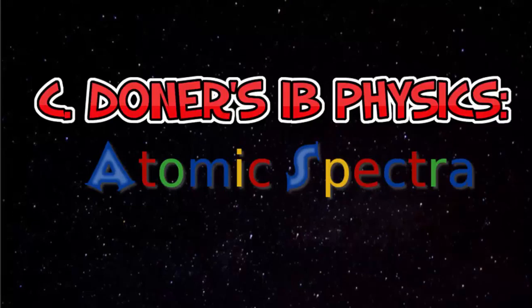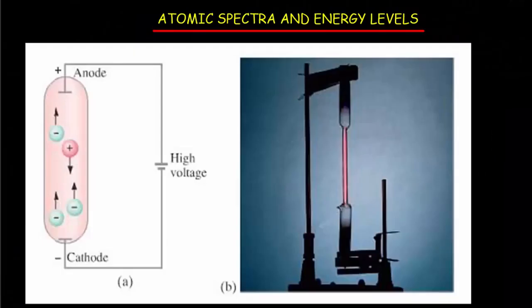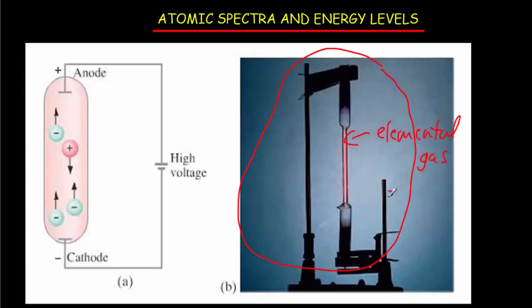Let's talk about atomic spectra. You've probably seen these gas discharge tubes. Inside them, there's an elemental gas such as hydrogen or helium, and it'll be at low pressure. Then we'll attach a high voltage across the ends of the gas, and that's going to cause some ions to form. So you're going to have some electrons and some positive ions.